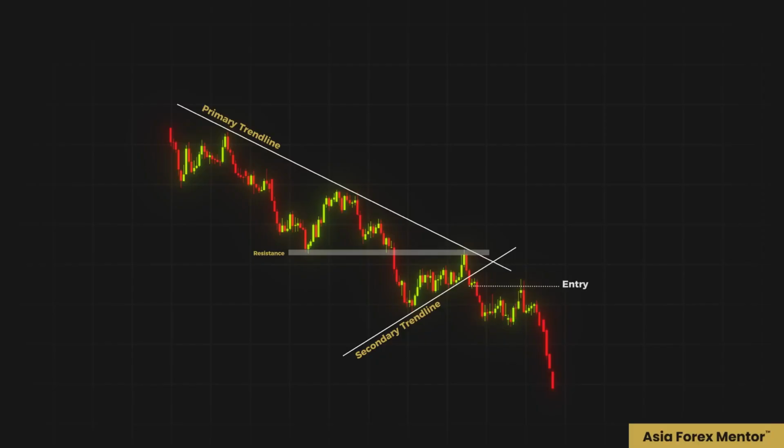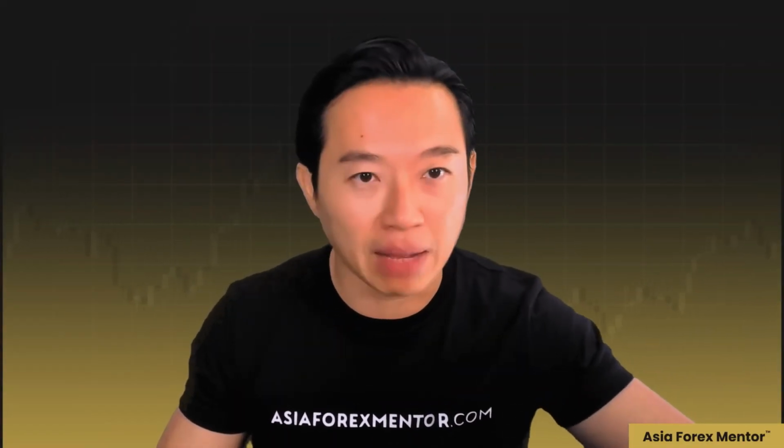Not at the point where it just touches the zone, but at the break of that short-term downtrend, that short-term trend line. This is where it confirms that the move is real. Alright, so now let me show you exactly how this plays out. This is what you're going to see, where the full reversal can come in.